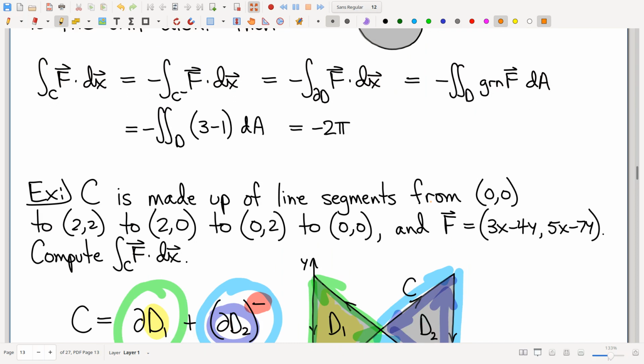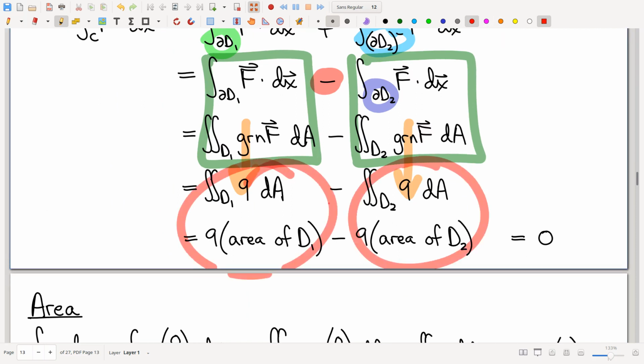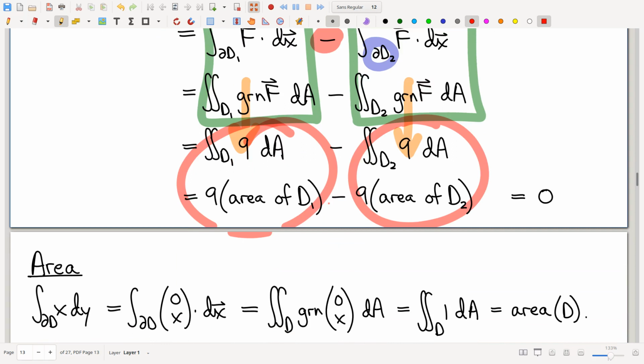But that's just a matter of the x partial of the second coordinate minus the y partial of the first coordinate, and you get 9. And then you get a couple of easy integrals. Each one of these integrals here is just 9 times an associated area, and here's where the areas have to be equal. Because these areas are equal, that means that these integrals are equal, and so the difference is 0. Everybody good?